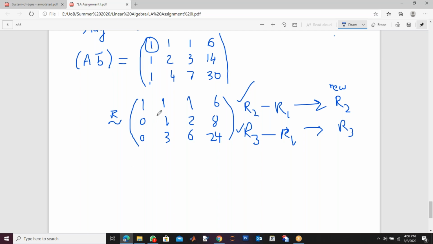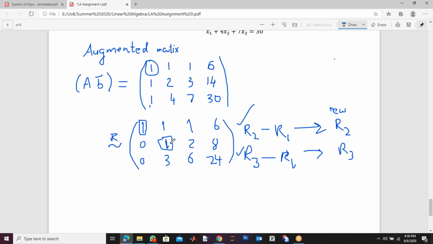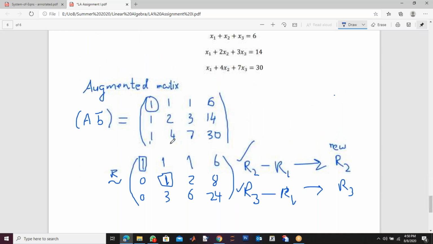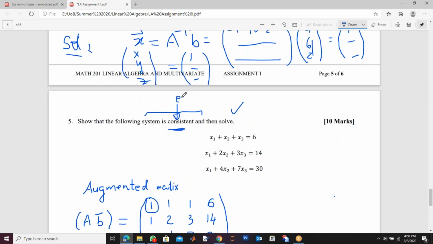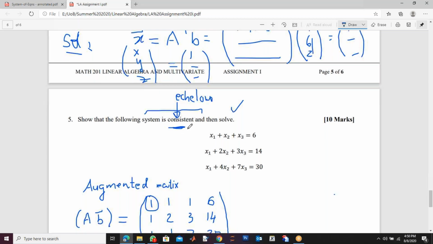I made 0. Now what is my next pivot element? The next pivot is this. This was my first pivot, I made all of them 0. This is my second pivot, so I can make 0 underneath it, because consistency comes from the echelon form. Echelon form tells me whether it is consistent or not. But after determining consistency, to solve the system, I need the reduced echelon form.